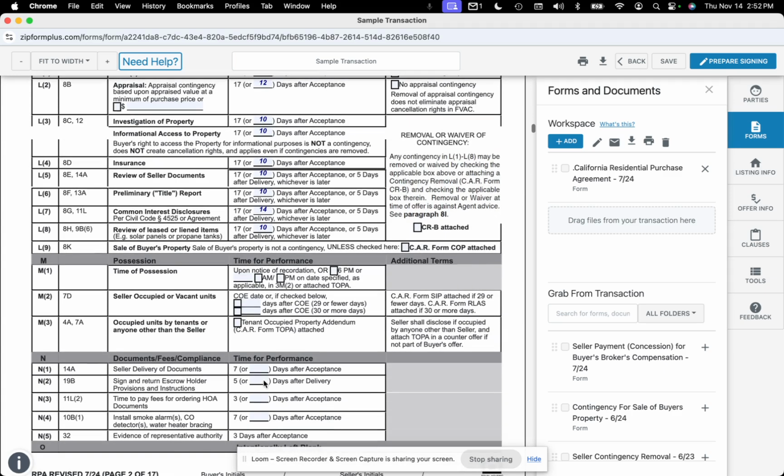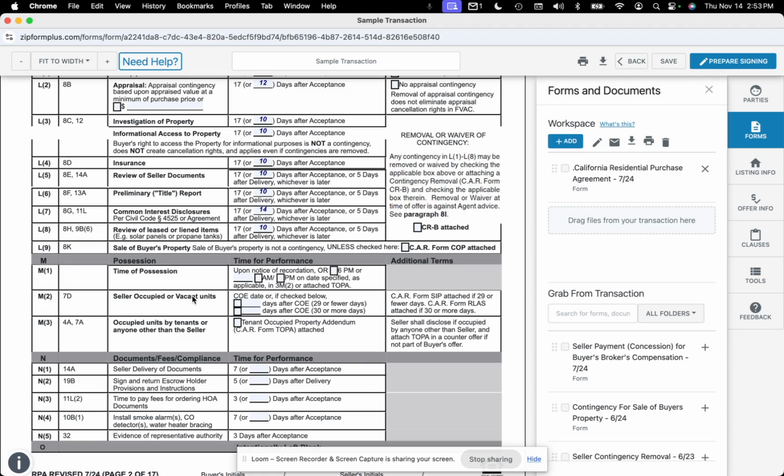Okay, Section M, time of possession. When do you get the keys? Well, usually it's upon notice of recordation. So as soon as the county records it, do you get the keys? Or you can make it a specific time and day after recording. It doesn't have to be any particular time. It doesn't have to be any particular day, but it has to be done after the recording. So make sure you keep that in mind if you are choosing a different day.